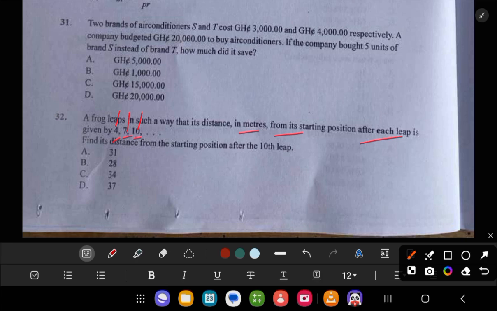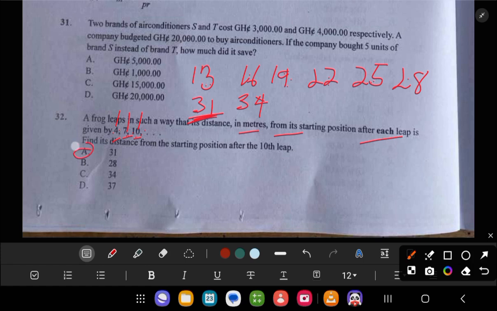So plus 3, plus 3. So we just keep adding plus 3. We have 13, 16, 19, 22, 25. So let's count 1, 2, 3, 4, 5, 6, 7, 8, 28, 31, 34. So let's count again 1, 2, 3, 4, 5, 6, 7, 8, 9, 10. So the 10th is 31. So question 32, our answer is A.